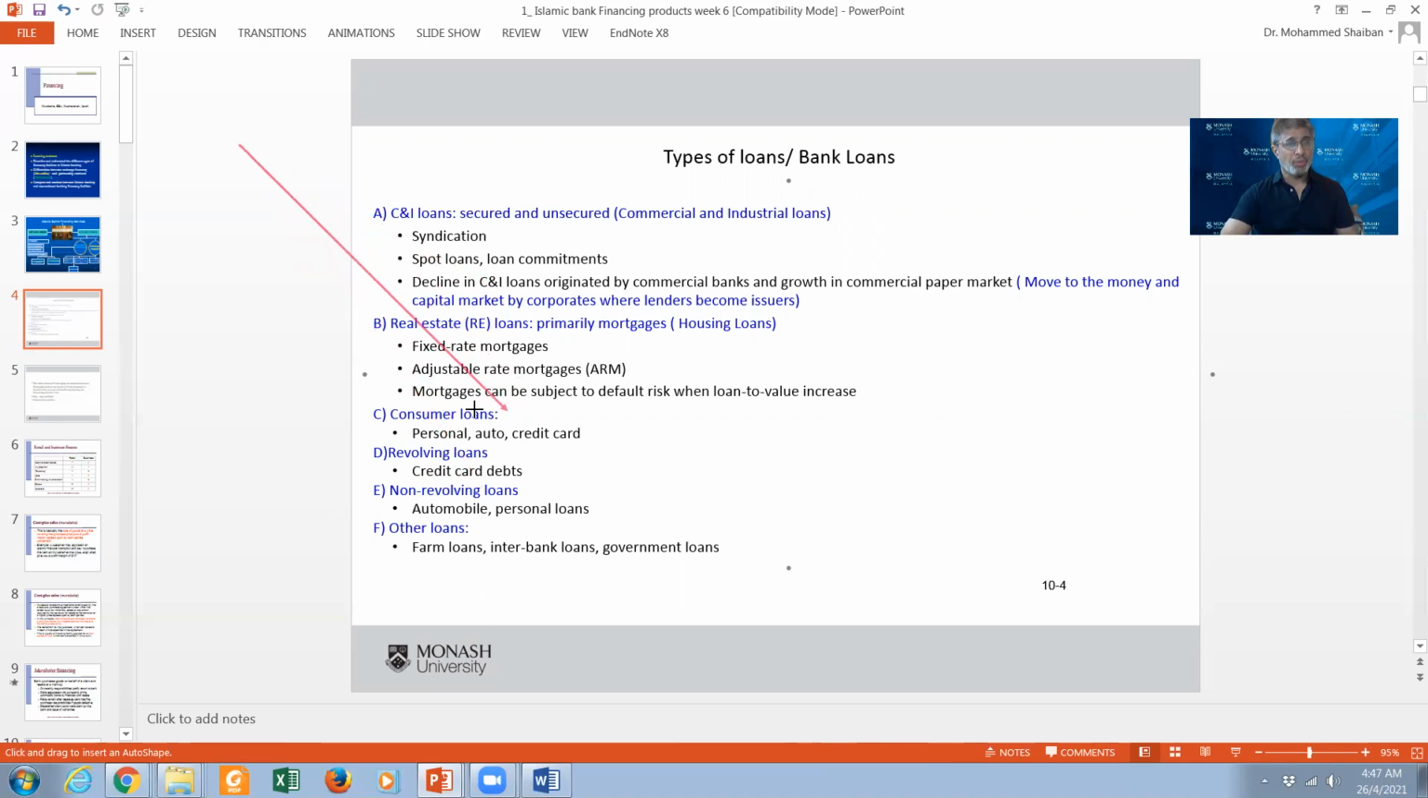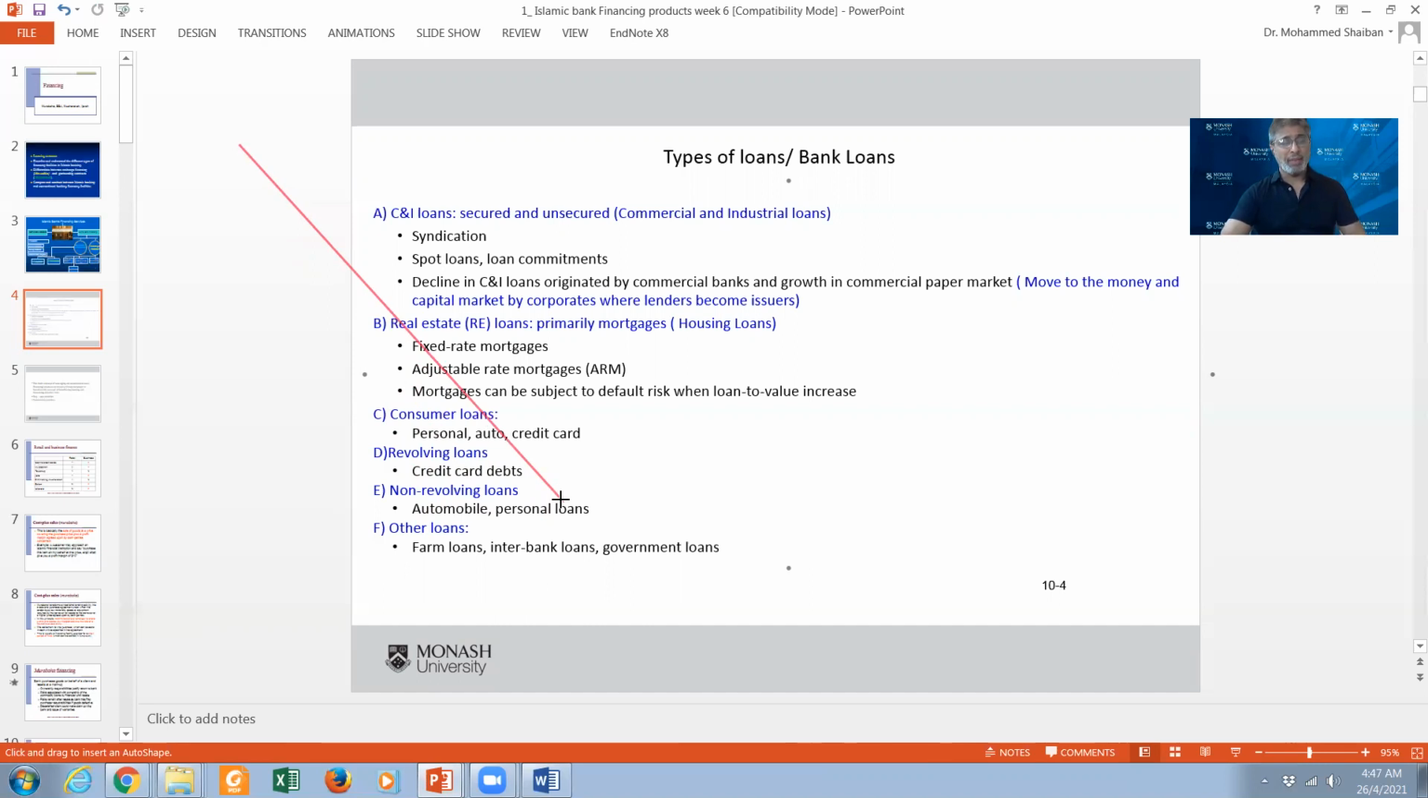So those loans, for example, the personal loans, can be revolving loans, or sometimes they are not revolving loans. As I told you, the automobiles, the personal loans, even the housing loans. If you want any other loans, you have to have a contract.